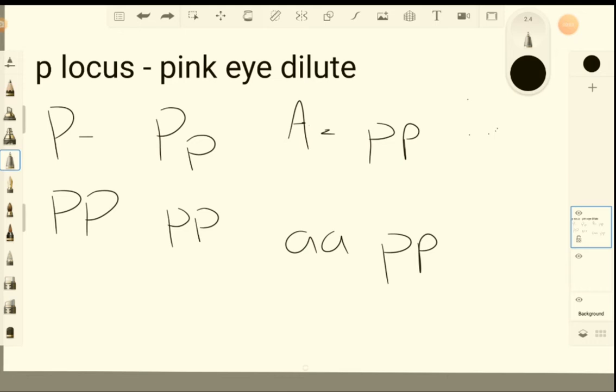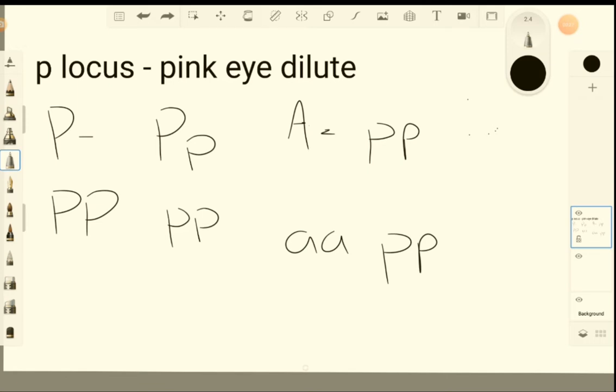Next up is the P locus, or the pink-eyed dilute locus. This is often referred to as PED. What this locus does is that it strongly dilutes the eye color and subsequently the fur color as well. So it doesn't act like a normal color locus, like Russian blue or mink, for example. Instead, it takes whatever active color loci that are on the animal and it massively dilutes them down.